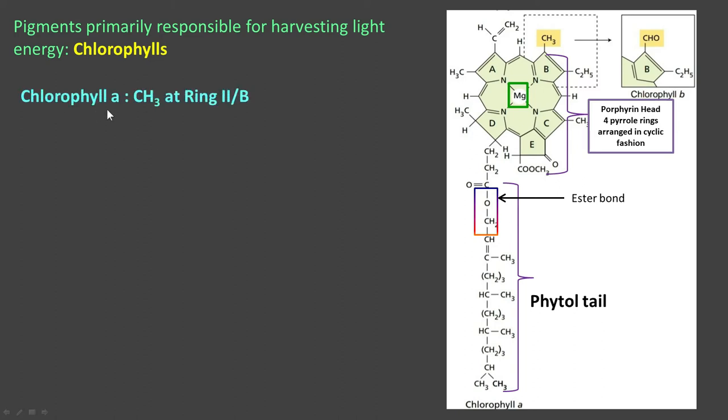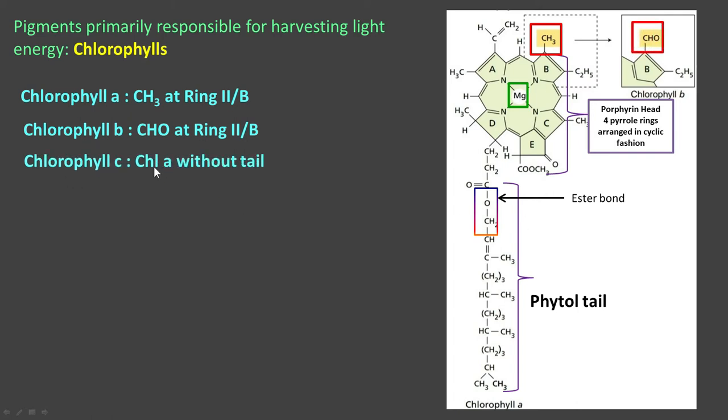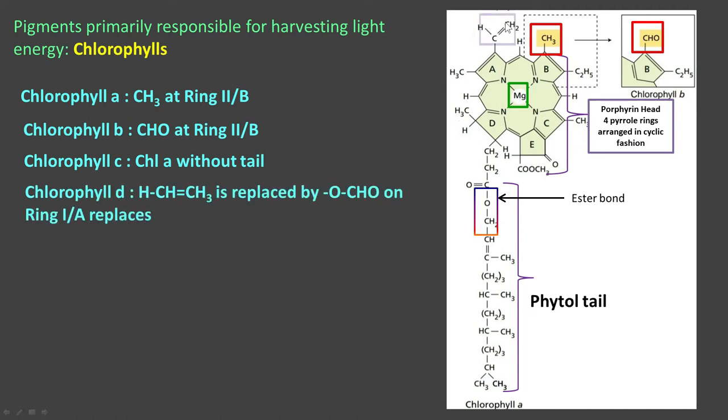What is the structure of chlorophyll a? If in this structure CH3 is present at the second ring, or B, then it is chlorophyll a. If CHO is present at the second ring, B, it becomes chlorophyll b. Chlorophyll c is chlorophyll a without the tail. If we cut the chlorophyll tail at this ester bond, then chlorophyll a will become chlorophyll c. Chlorophyll d, in which this group is replaced by OCHO, makes it chlorophyll d, and that happens on ring 1 or ring A.